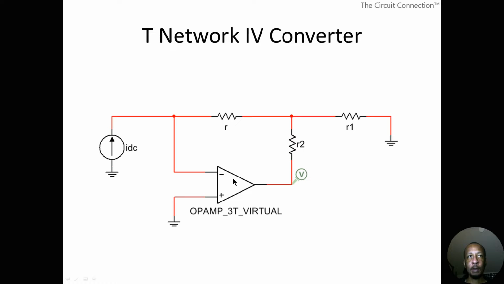Again, we're using an op amp here, and we have IDC here, and V out is at the same point in the circuit. We've just added on R2 and R1, and this is your T-network here.